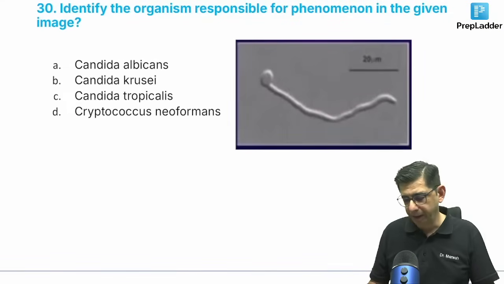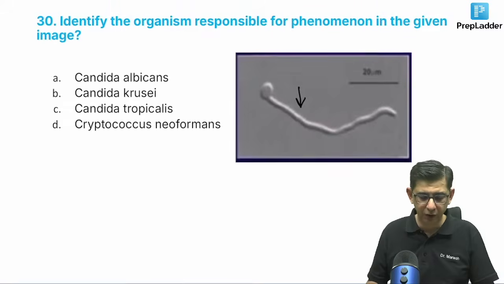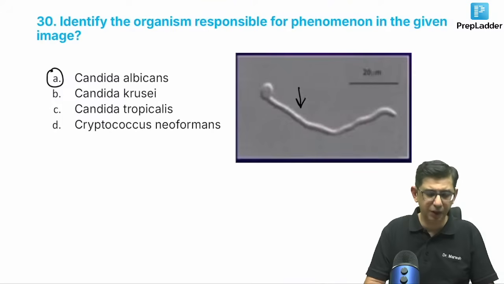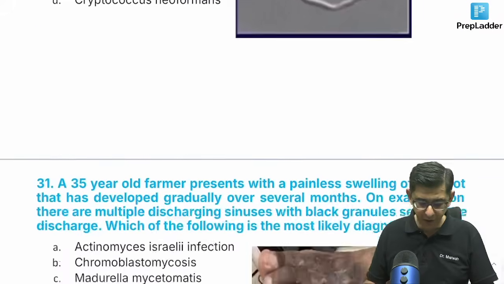Then is that classical germ tube appearance that we come across with Candida albicans. So this is the Reynolds-Braude phenomenon that they teach you. So pretty straightforward for the 30th one.